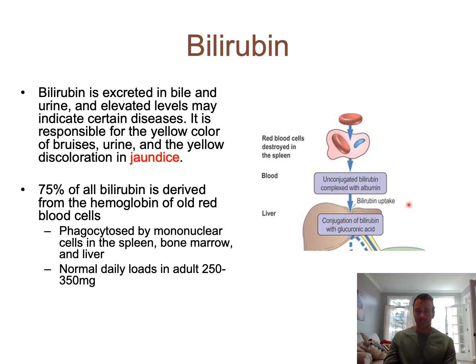You can get breakdown of heme into bilirubin. You can have unconjugated bilirubin complex with albumin. It can be phagocytosed by mononuclear cells in the spleen, bone marrow, and liver. Normal daily loads are about 250 to 350 milligrams in adults.